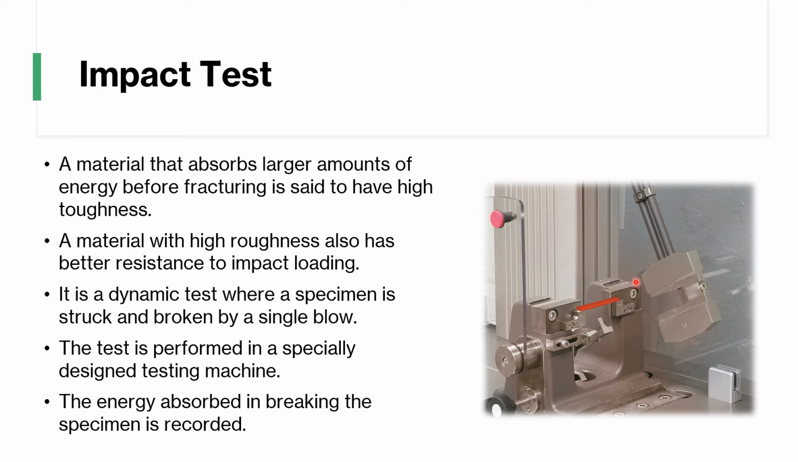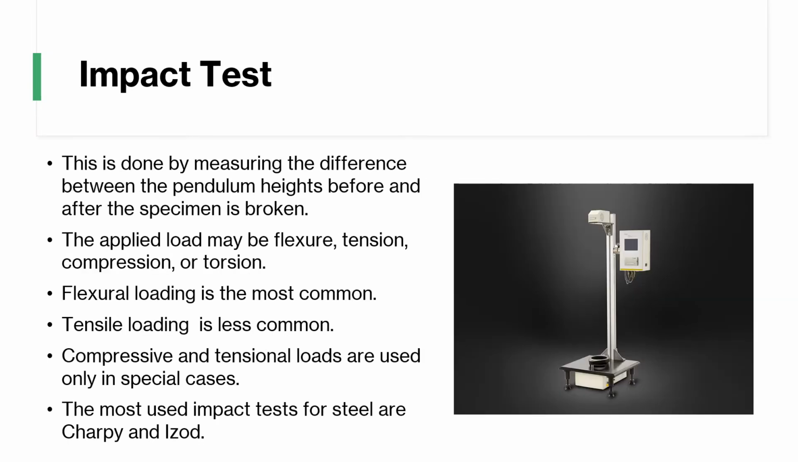Okay, so the test is performed in a specially designed testing machine. It's pretty neat, by the way. The energy absorbed in breaking the specimen, we're going to record it. It will be recorded within the instrument, so you don't have to do anything like that. Just look at this. That's your recorder. This is done by measuring the difference between the pendulum heights before and after the specimen is broken. So your pendulum swings like that. That's your load, and then you hit your specimen that way.